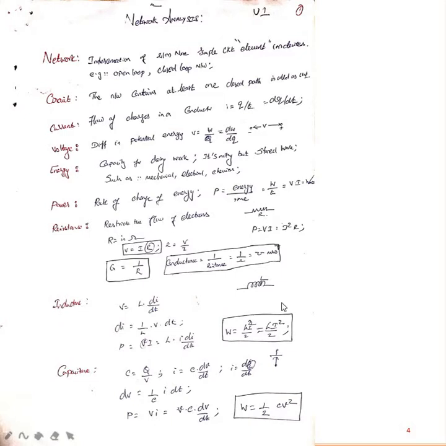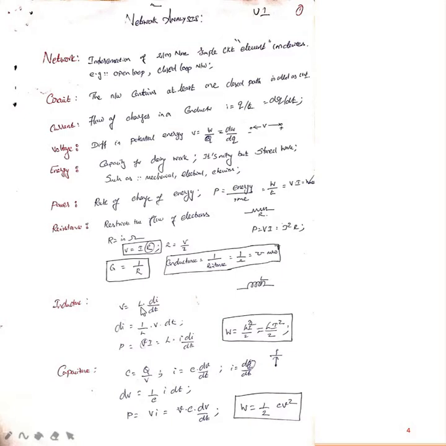So what is this? The power rating of one half L I squared and one half C V squared. One is about the current and the other is about the voltage. So one half L I squared, one half C V squared. It is just the opposite.